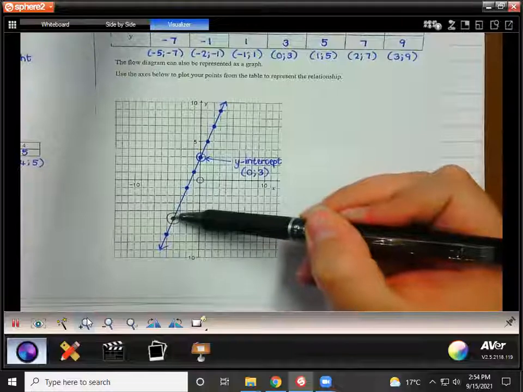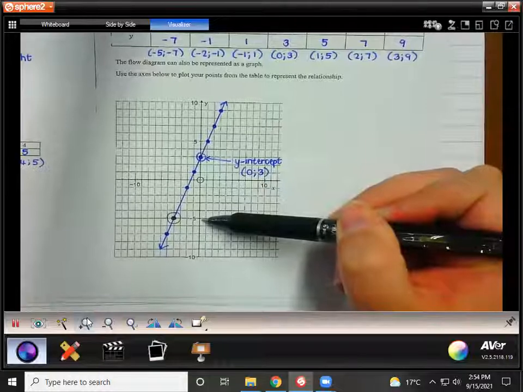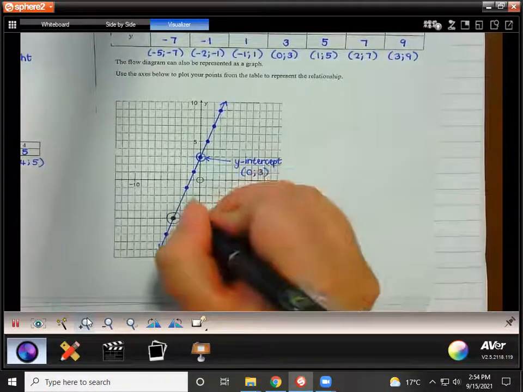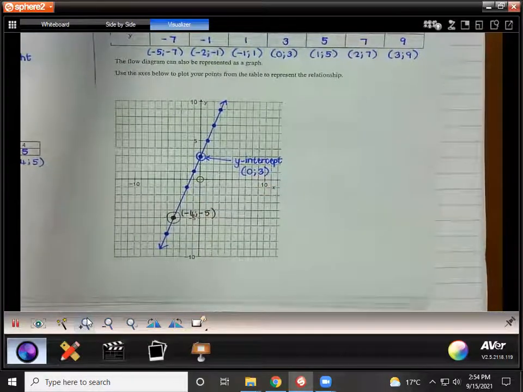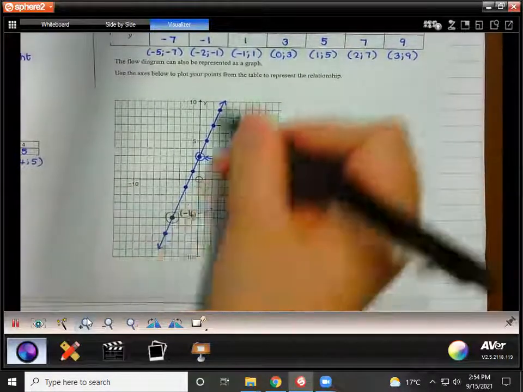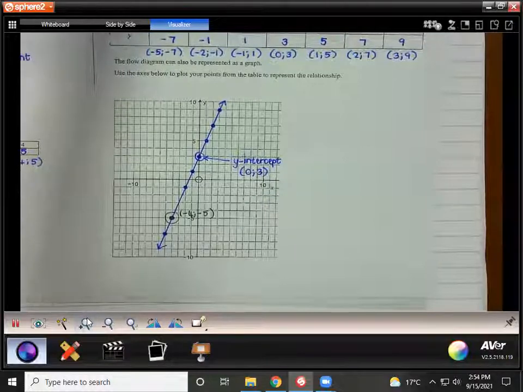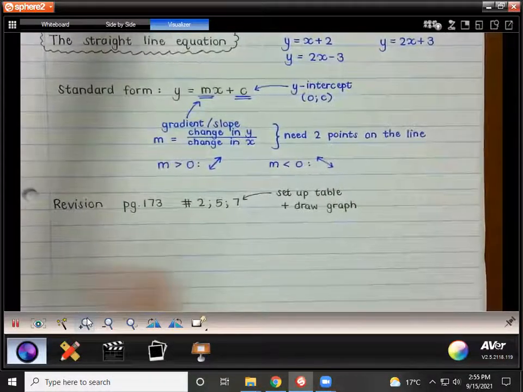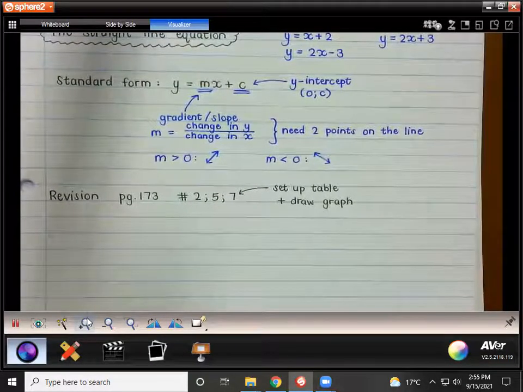It's in line with -4 on the x-axis and -5 on the y-axis. So this point will be -4, -5. That's what they want you to do on your line that you've drawn. Once you've drawn your line, you need to find 2 other points that you can read off on this line that you didn't plot originally. See if you can do that. So you're doing 2, 5, and 7 from the revision exercise.